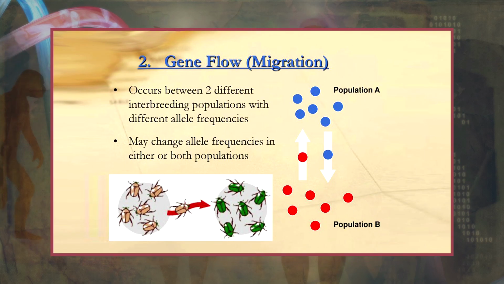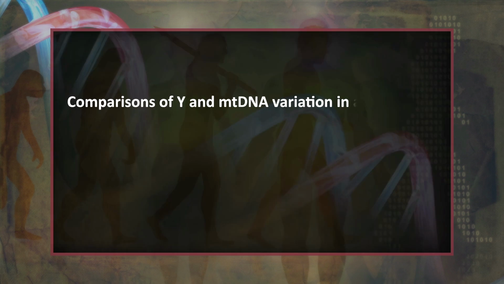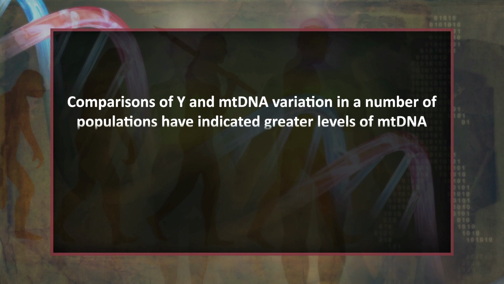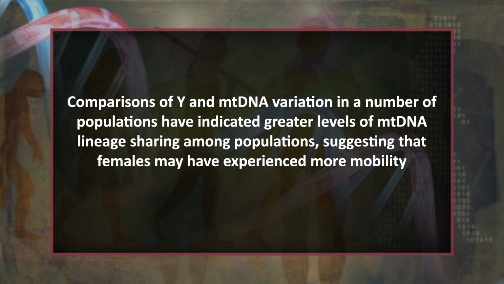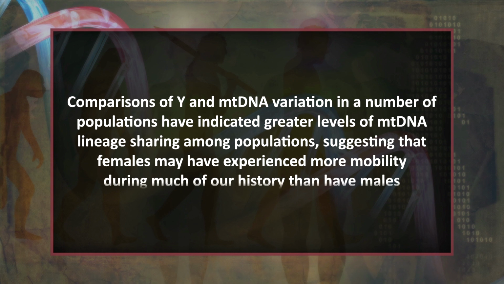Populations share mitochondrial or Y chromosome lineage as a result of common origins or gene flow. Comparisons of Y chromosome and mitochondrial DNA variation in a number of populations have indicated greater levels of mitochondrial DNA lineage sharing among populations, suggesting that females may have experienced more mobility during much of our history than have males.